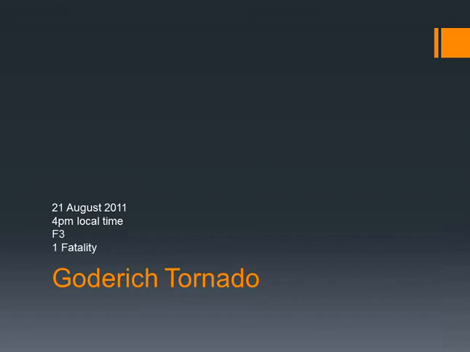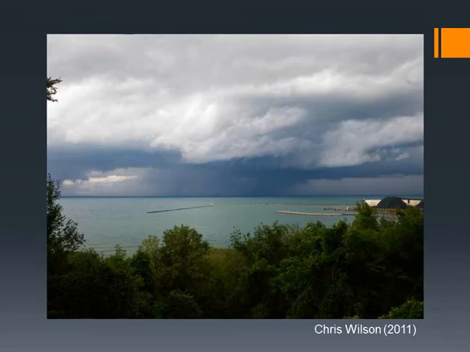So going into Goderich a little bit more, it happened on the 21st of August at approximately 4 p.m. local time. It was rated an F3 by Environment Canada, and there was 1 fatality. So I'm going to talk about the timeline just a little bit. At 3:30, the radar image started to show a developing storm over the lake. It takes about 5 minutes for the computer to crunch the data after you do a radar sweep, so they started looking at it at about 3:35.